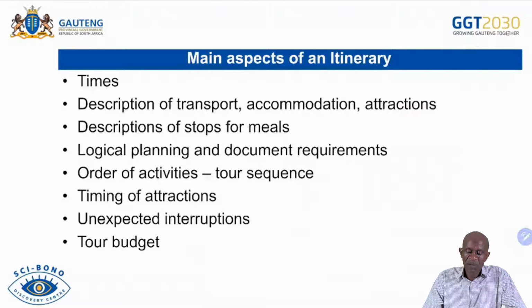One more aspect would be a description of transport, a description of accommodation, and a description of attractions. Description of stops for meals, logical planning and document requirements, order of activities, the tour sequence, the timing of attractions, unexpected interruptions, and the tour budget. All these aspects have to feature in a perfectly made itinerary.